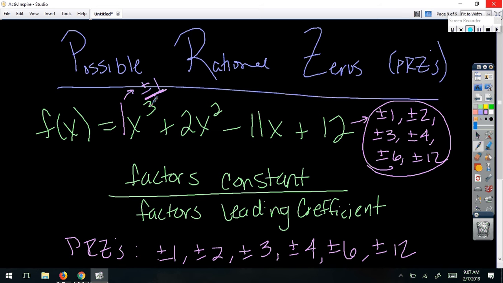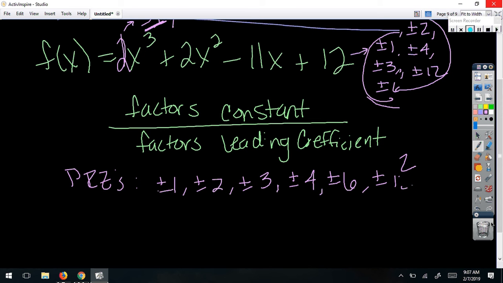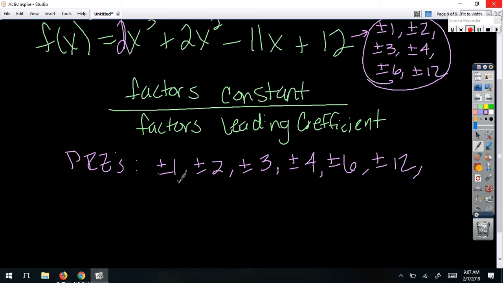Now, had that been a 2 in the front, like let's say this was 2x cubed, well, the factors of 2 are 1 and 2, right? And so then that would mean that I would also have to take all of these. I've already divided them by 1, but now I'd also have to divide them by 2. So I'd have plus or minus 1/2. Well, 2 divided by 2 is 1. It's already on that list. There's no sense in repeating it. 3 divided by 2. 4 divided by 2 is 2, so that's already on there. 6 divided by 2 is already on there.